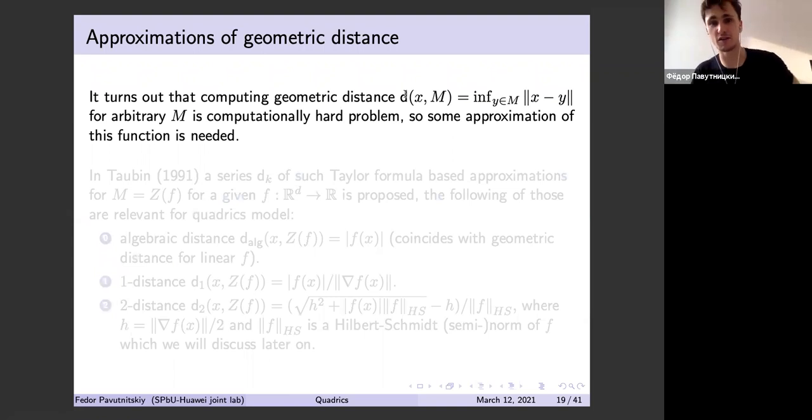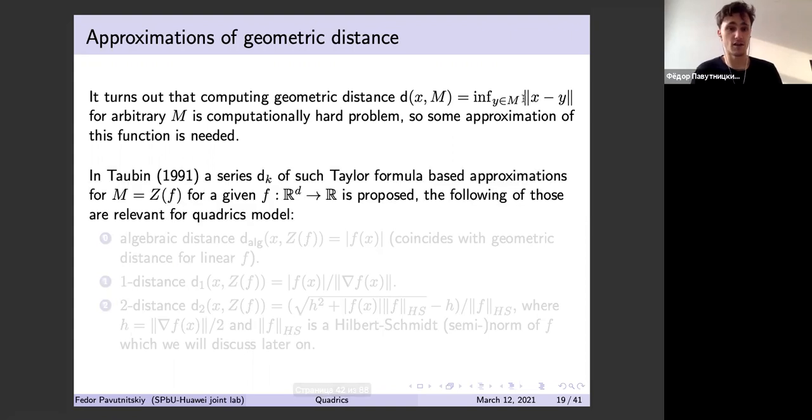So I recall the geometric distance is defined as some infimum, as the Euclidean distance from the point to the closest point on the manifold, right? And depending on the manifold, in general, it can be very hard computationally. From a computational point of view, it can be a very hard problem. So we need some approximation of this geometric distance function. And in this paper, of course, at the end, there will be a lot of references. As I said before, the slides are self-contained, so you can refer to them later if you want.